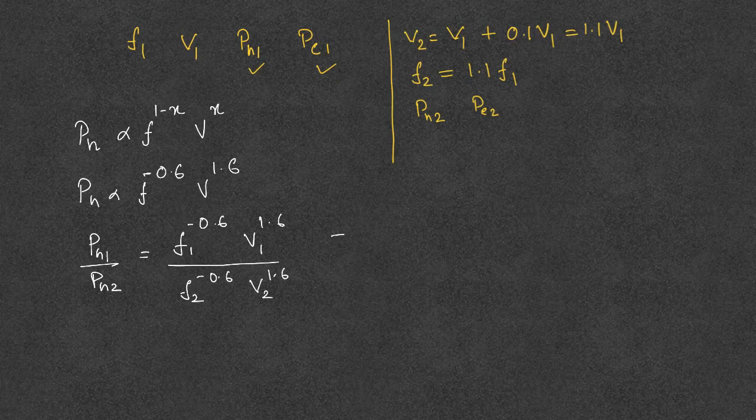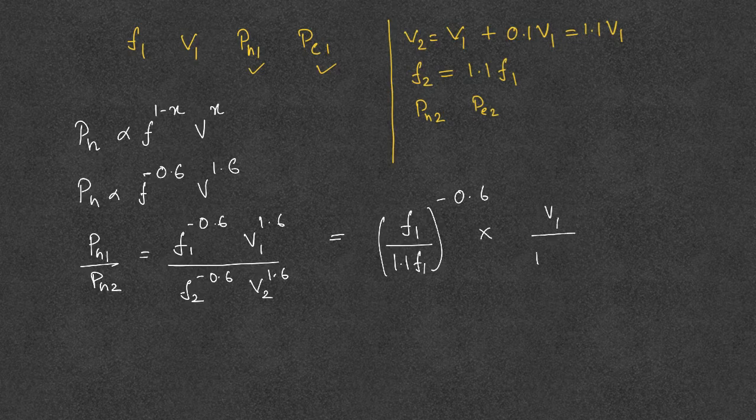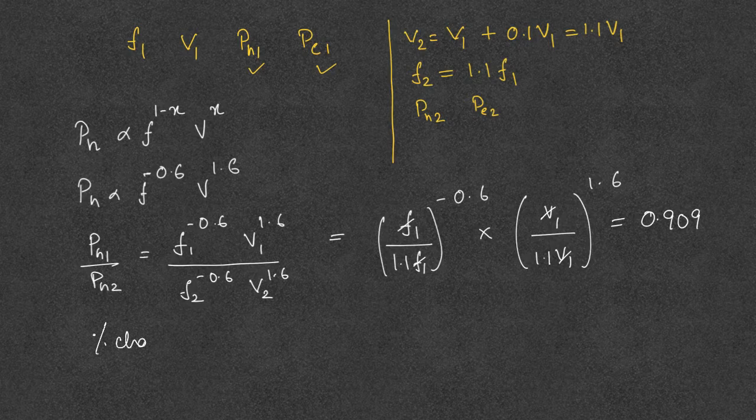So this you can write as F1 by F2, which is 1.1 F1 whole to the power minus 0.6, into V1 by V2, which is 1.1 V1 to the power 1.6. So F1 will get cancelled, V1 will get cancelled. If you calculate this, you will get 0.909.